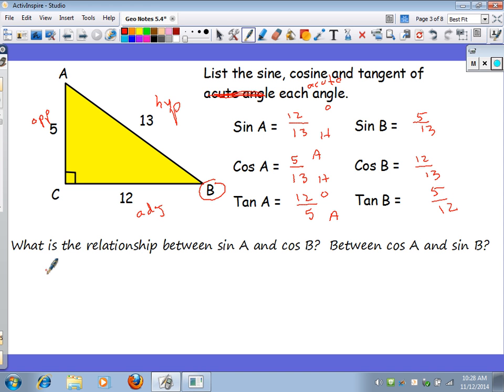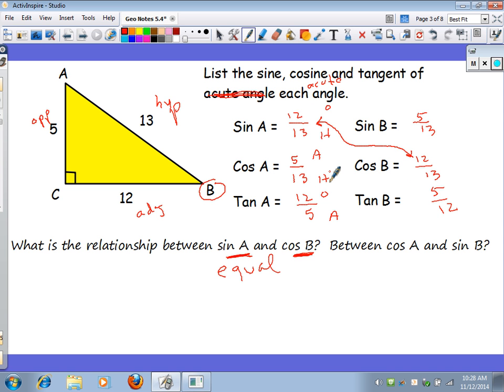What do you notice is the relationship between the sine of A and the cosine of B? Sine of A is here, cosine of B is here. What do you notice about their relationship? They're equal. Why are they equal? Why would they both be 12/13? Because when you switch acute angles, what happened to the opposite and adjacent? It switched as well. So when you're switching the acute angles, you're switching the opposite and adjacent. That means the sine of A and the cosine of B are the same.